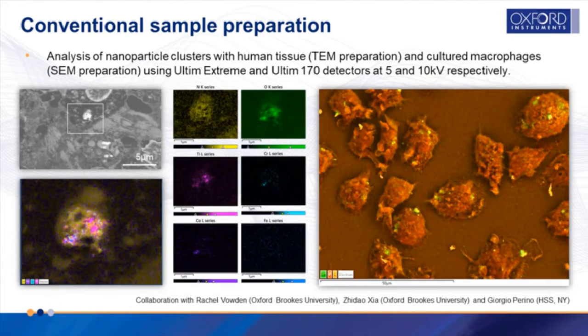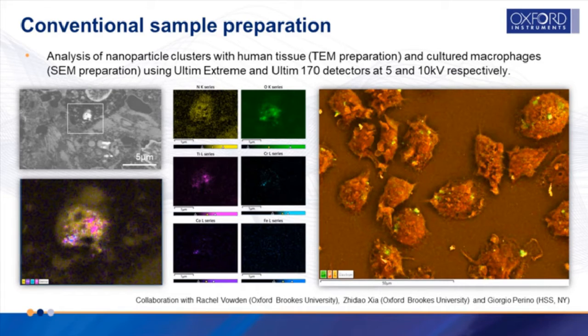Here we have an example that we produced in collaboration with researchers listed at the bottom of this slide, looking at nanoparticles in human tissue and in cell culture. The human tissue was prepared for routine TEM imaging using chemical fixation, dehydration, and embedding in epoxy resin. The samples were sectioned and placed onto a grid. The images on the left and the middle show an SEM image of the sample, and you can see a box on that image which is the zoomed in regions shown in the elemental maps.